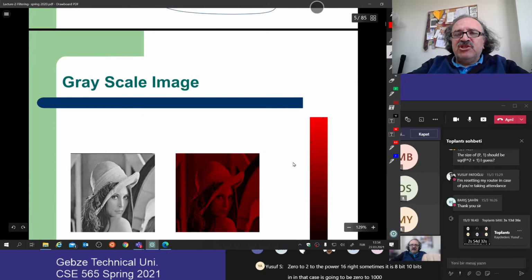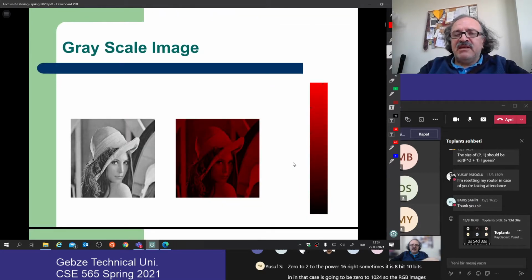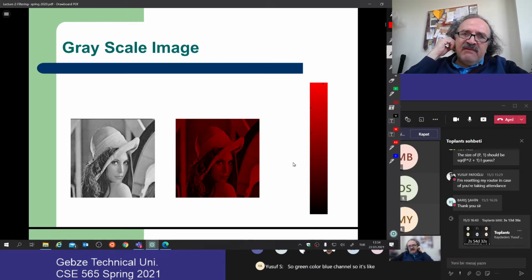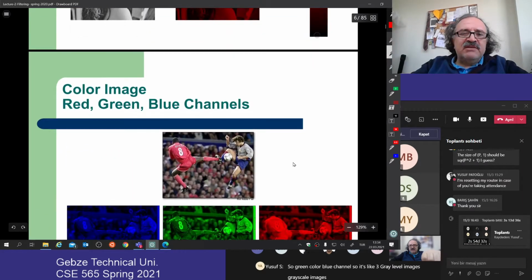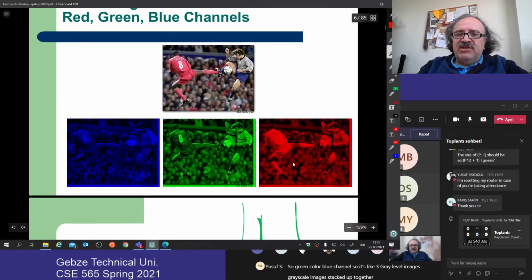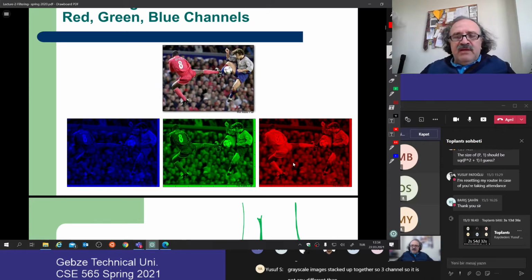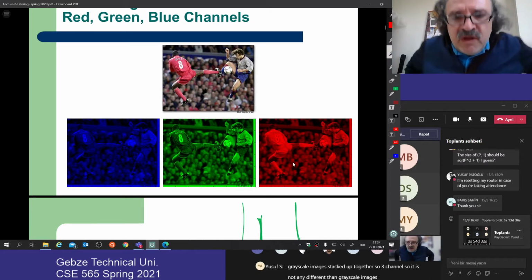So RGB images, color images, means that there are 3 channels: red channel, green channel, and blue channel. So it's like 3 grayscale images stacked up together. So it is not any different than grayscale images, other than we have more data.